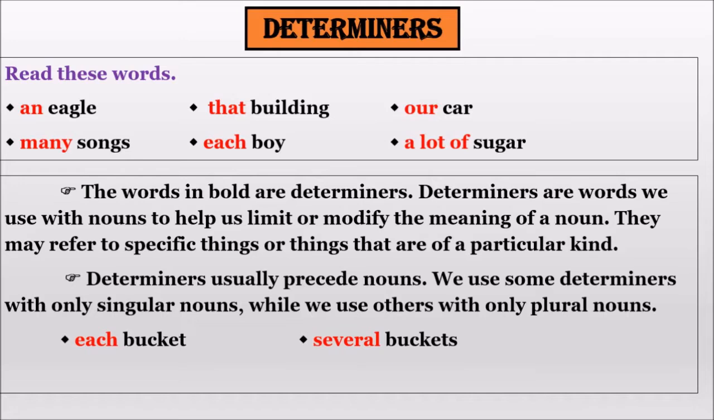First of all, how many types of determiners are there? First one is the definite article. Definite article means the. Second one, indefinite articles. Articles are determiners. A, an and the are articles, right? The is the definite article. A and an are indefinite articles. And demonstrative determiners means what? This, that, these and those. All these four words, this, that, these and those, are demonstrative determiners.